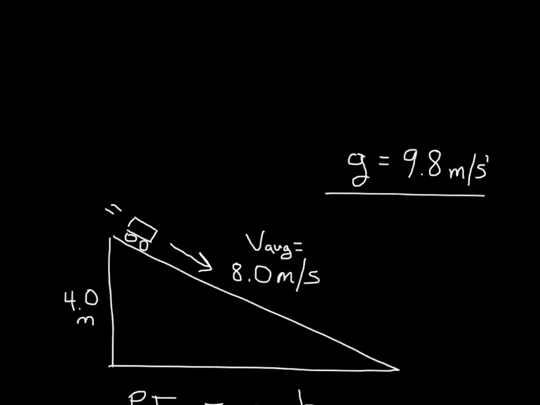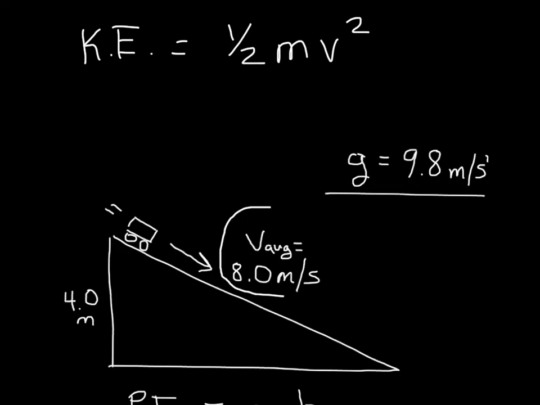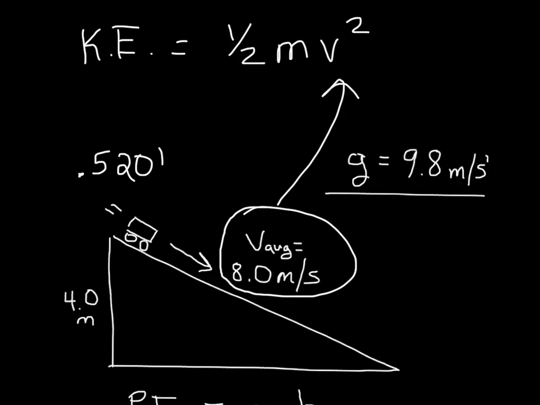After we calculated the potential energy of our cart, we needed to calculate how much kinetic energy we were going to get out of it once it started to roll. To do that, we needed this formula. Kinetic energy is equal to 1/2 the mass times the velocity squared. So this time we're going to use 8.0 meters per second, because that's our average velocity of our cart. We're going to plug that in here. Our mass is the same as it was before, 0.520 kilograms. That's going to get plugged in for our mass.